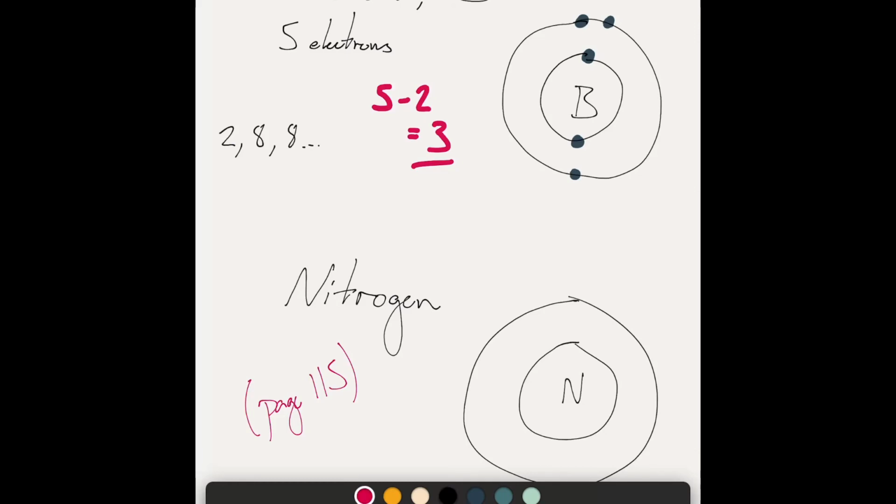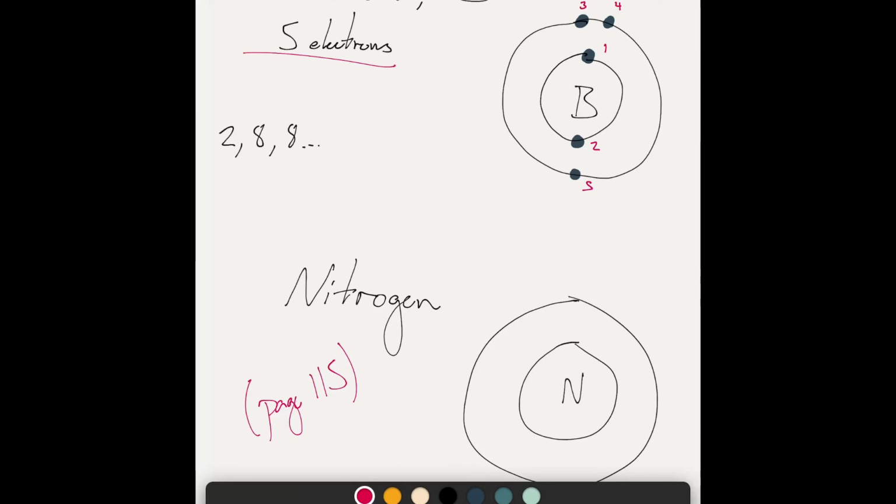1, 2, 3, 4, 5. Yep, I've got all 5 electrons. Excellent. So I don't need to worry too much about that anymore. Okay, and then let's do nitrogen.